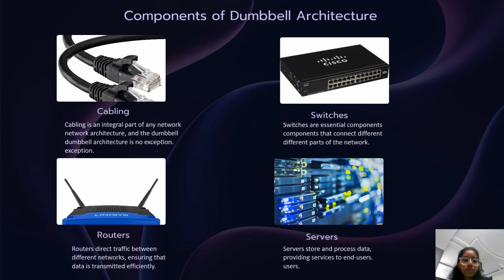These are a few components of the dumbbell architecture. They are cables, switches, routers, and servers. Cabling is an integral part of network architecture, and the dumbbell architecture is no exception. Switches are the essential components that connect different parts of the network. Routers direct the traffic between the different networks, ensuring that the data is transmitted efficiently. And the last one is servers. The servers store and process the data, providing services to the end users.